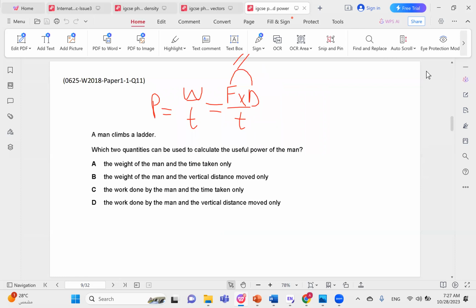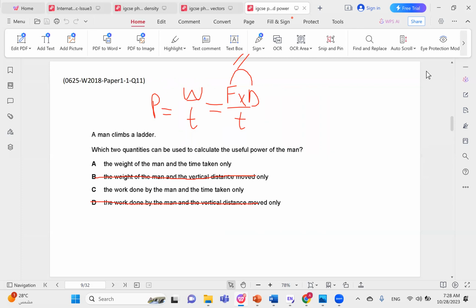So in A, they said the weight of the man and the time taken only. B, weight of the man and the vertical distance moved only. So first of all, we definitely need the time, right? To make things easier for ourselves, let's remove any choice that does not have time. So B and D are definitely wrong.